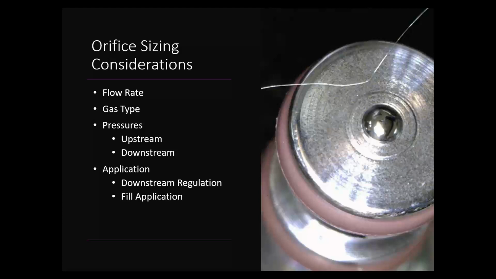You might have a downstream regulator, or it might be a fill application where the downstream pressure is slowly building up with time. In this image, we see the top of an orifice, and I also put in this picture a 1 mil diameter wire, so you can get a sense for how small these orifices can be.